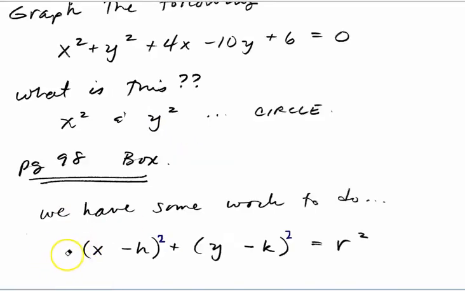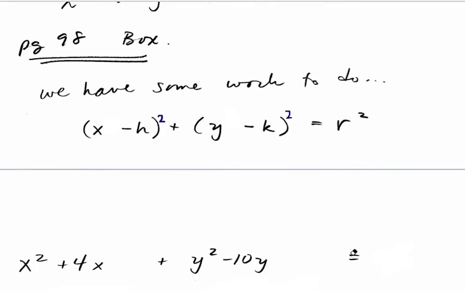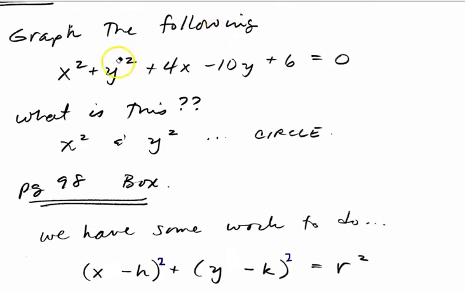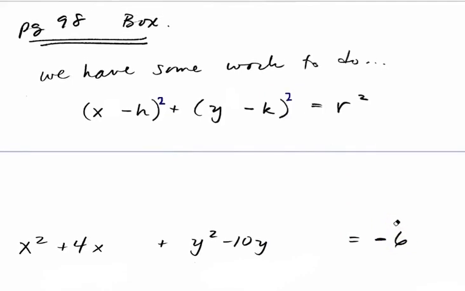So that's the equation that we are more familiar with, the equation of a circle with a center at (h, k) and a radius of r. So we've got a little bit of work to do. I'm going to take that initial equation and group all the x's, group all the y's, and then take the constant over to the other side. So instead of plus 6, I get minus 6.